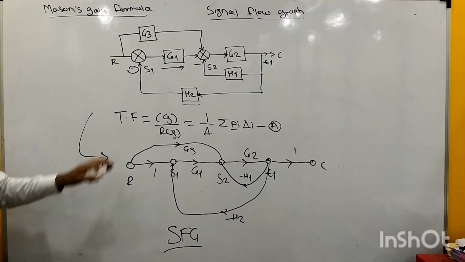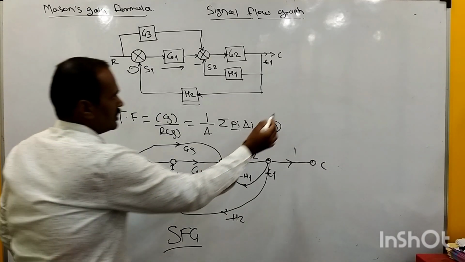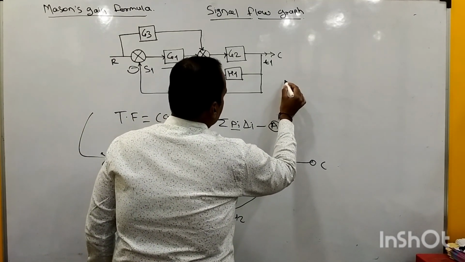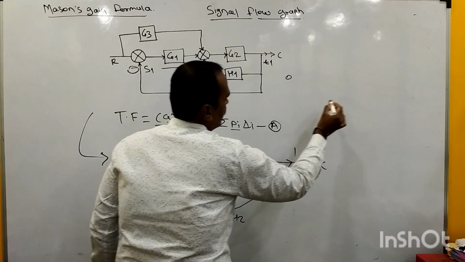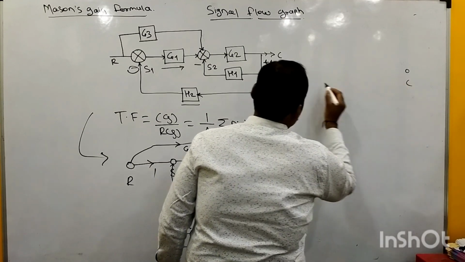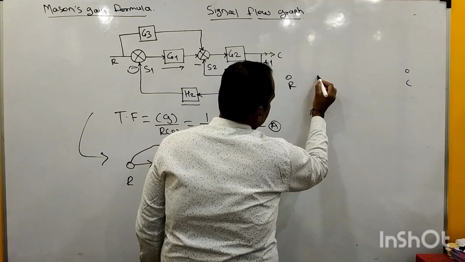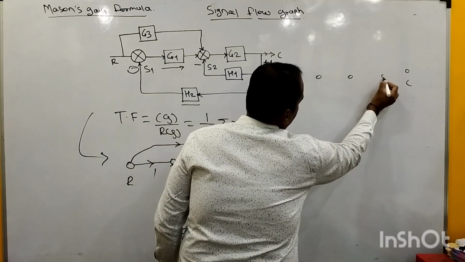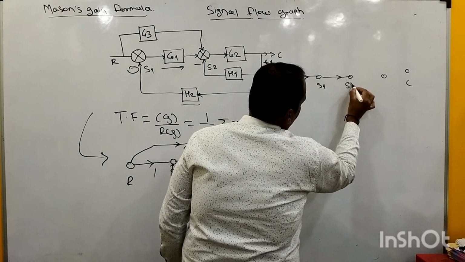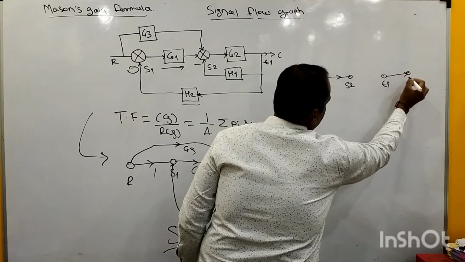So for the sake of this moment, instead of redrawing this system here, I will draw the signal flow graph representation, right? So this is nothing but R, and this is nothing but C. In between this R and C, we have S1, S2 and T1. So this is S1, this S2 and T1. I will join these points. In this way, here we have C.